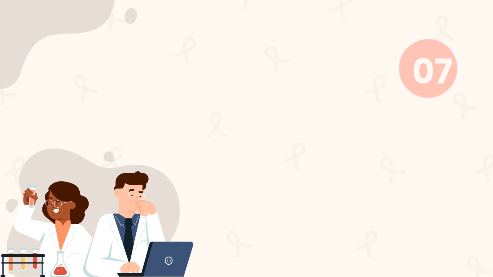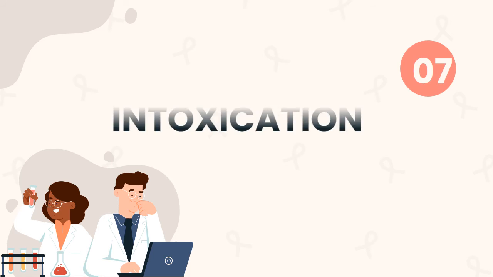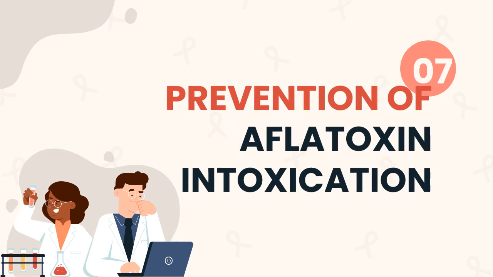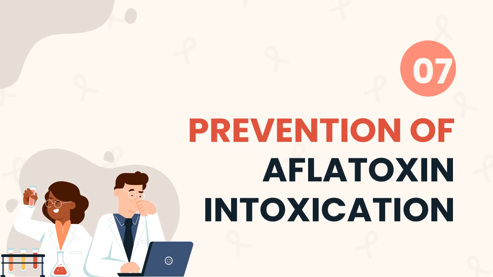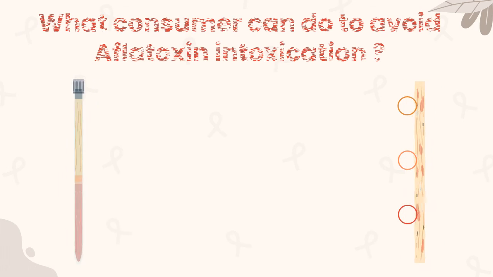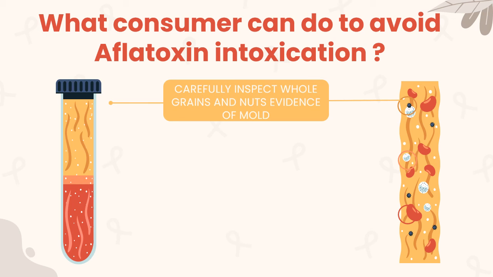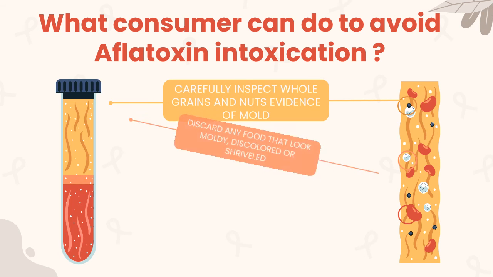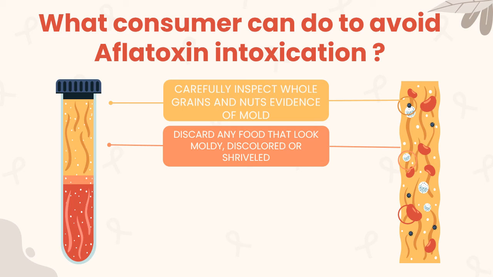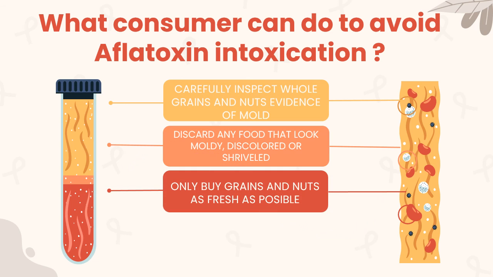For the prevention of aflatoxin intoxication, what can consumers do? Aflatoxin poisoning can be avoided by carefully inspecting whole grains and nuts for mold. Discard any food that appears to be moldy, discolored, or shriveled. Only buy grains and nuts as fresh as possible, and lastly, store the food properly.